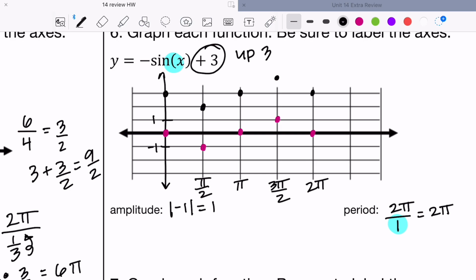And then it looks like that. Ooh, that was terrible. That's a little better.